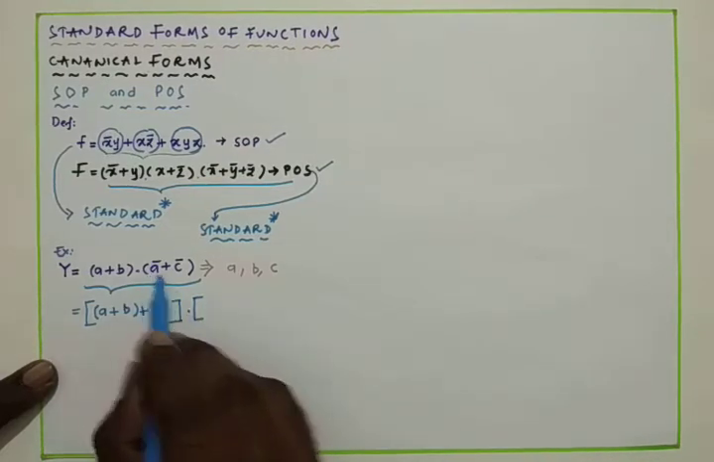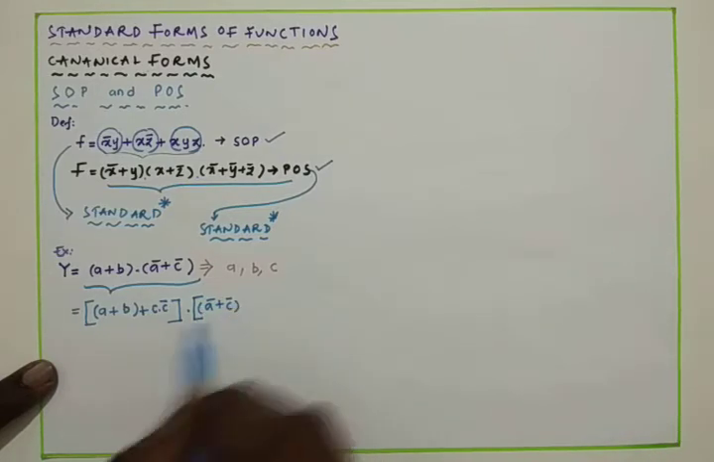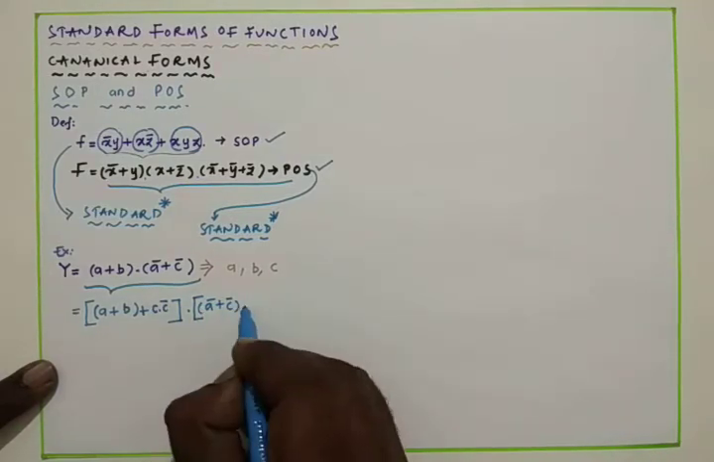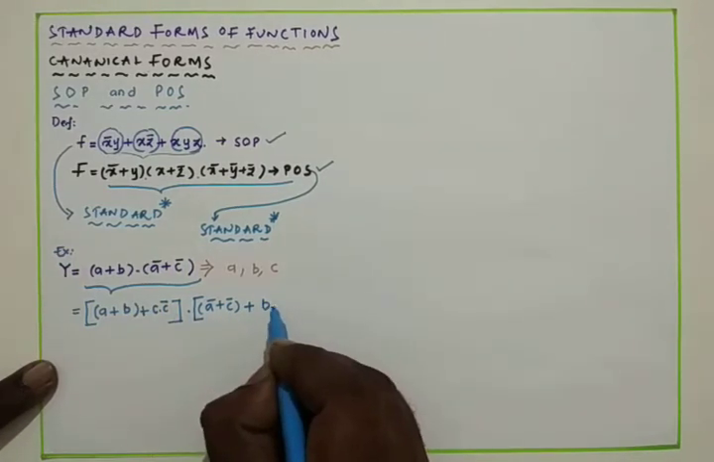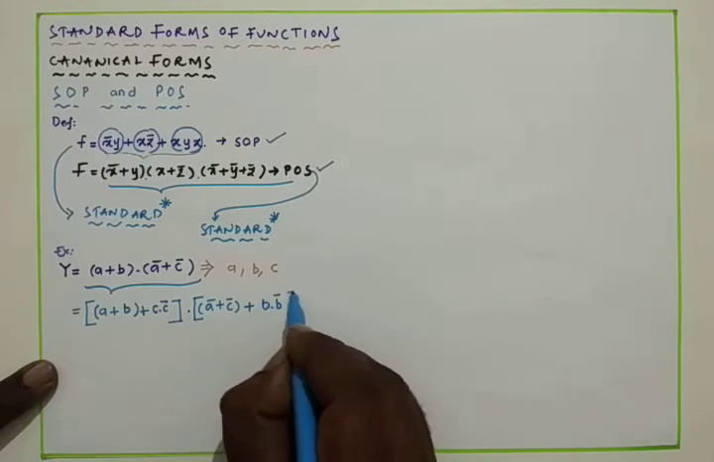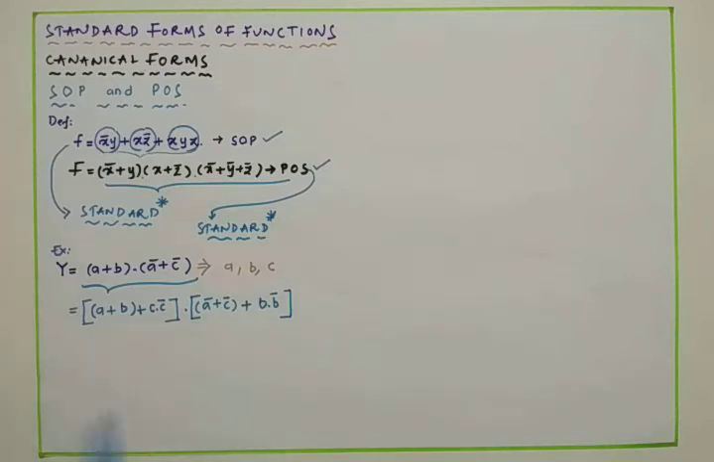Coming to the second term, A bar plus C bar, the missing literal is B, so I add B into B bar. B into B bar is obviously 0 only.